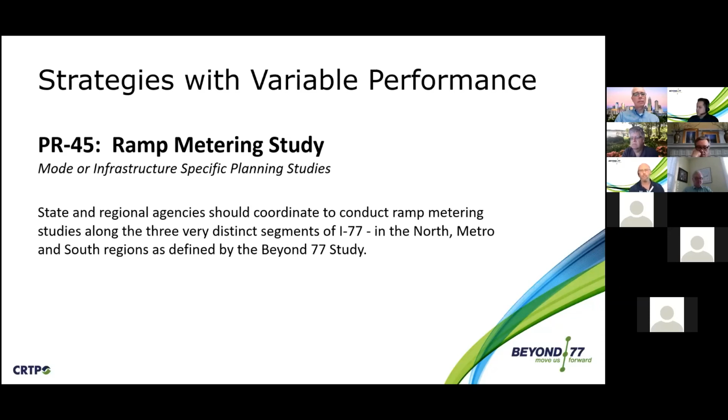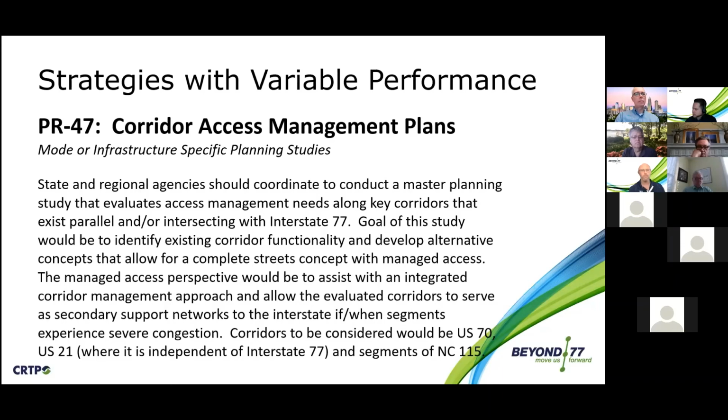Okay, just 1 or 2 more here. This one came out of some discussions with some of CRTPO leadership and some of you, but looking at conducting a corridor access management planning study for specific corridors that interact with the study area itself. And so the goal of the study would be to identify existing corridor functionality and develop alternative concepts that allow for a complete streets concept with managed access. So those 2 typically don't go together, but we wanted to at least encourage the combination of the 2 so that there was a nice boulevard impact.